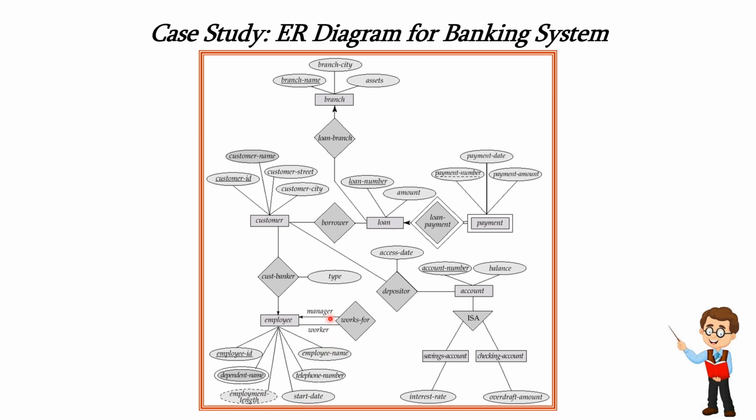And here we have roles, which are indicated at the top of the line. An employee works for the bank, so he can be a manager or a worker. And cust banker has the descriptive attribute type, which indicates whether he is a customer or employee. So we have seen all the concepts of the ER diagram with this case study. Now we have understood the concept of the ER diagram from this lecture. Thank you.